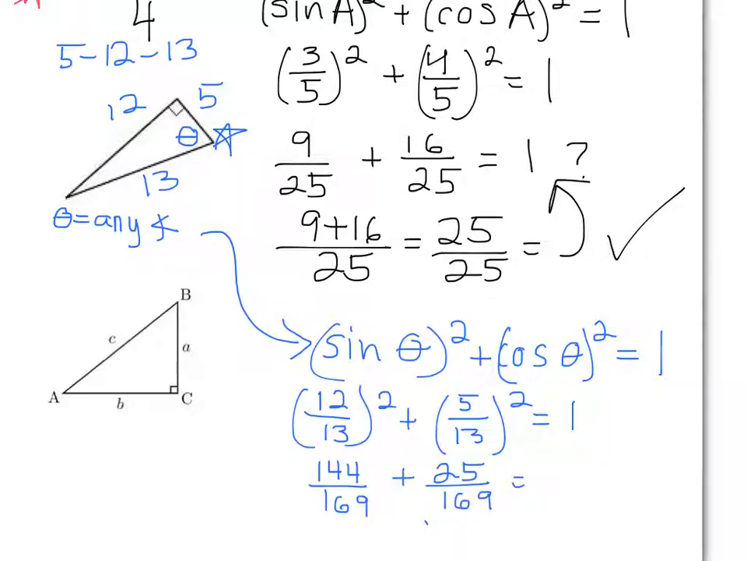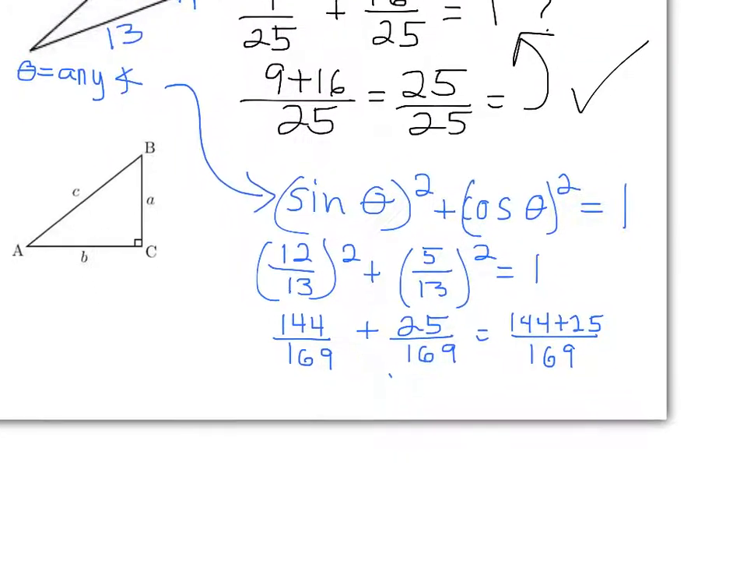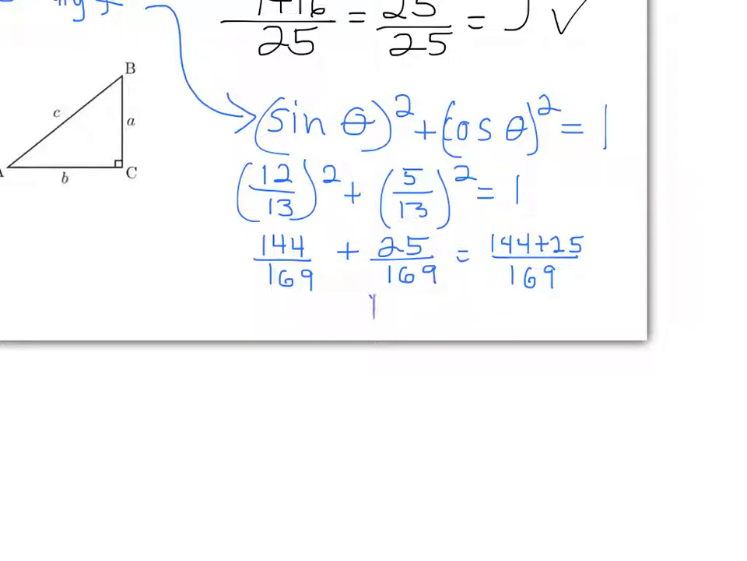And I hope you can see that if we add those two numerators together, because we've got a common denominator, all we have to do is say 144 plus 25 over 169. Well, look at that. We get again 169 over 169, and we get 1. So that's pretty cool, I think, personally, because it worked now with two triples.